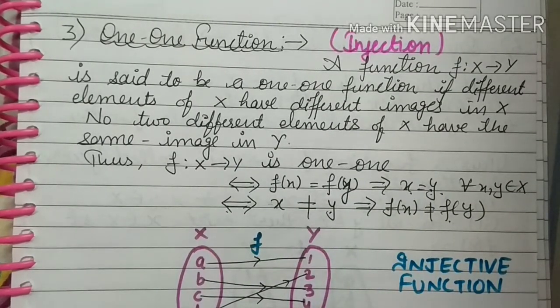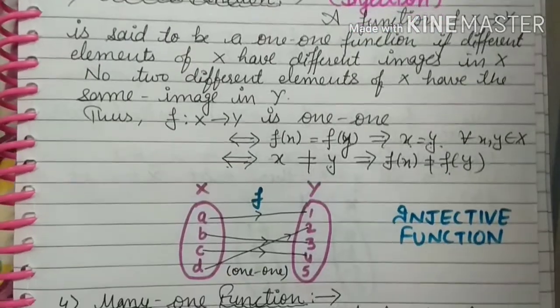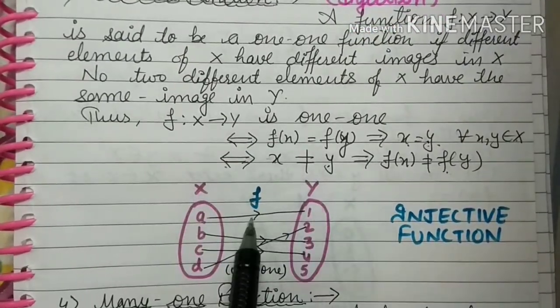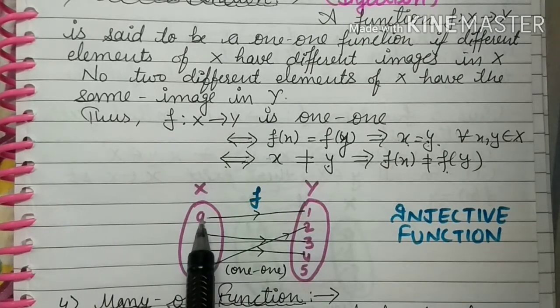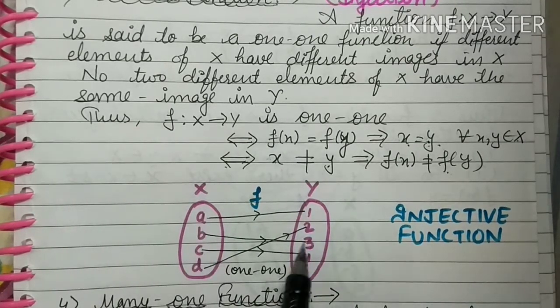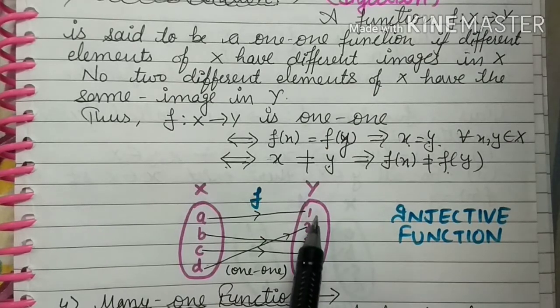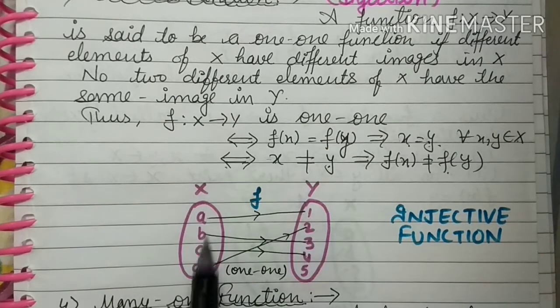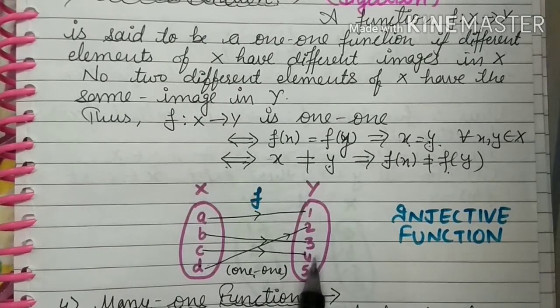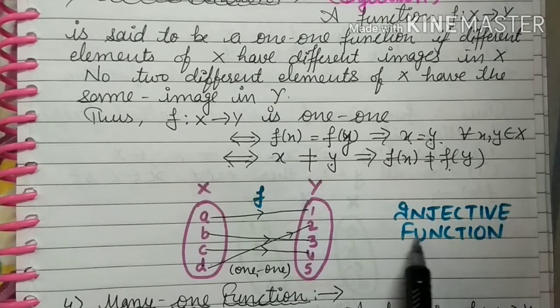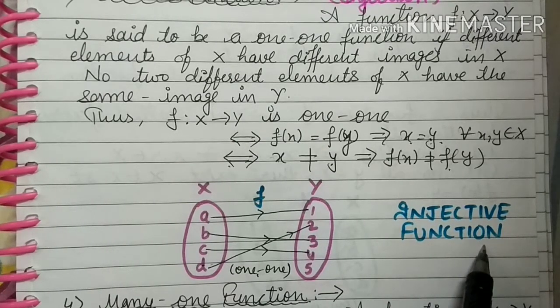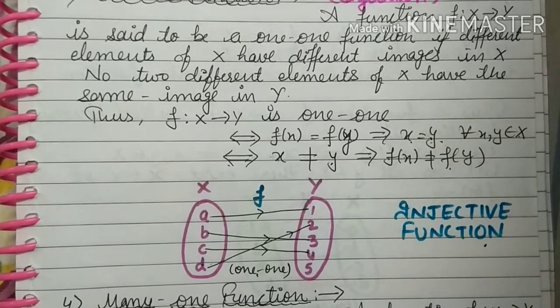As we can see in the arrow diagram, we have the two sets x and y. f is defined from x to y in such a way: image of A is 1, image of B is 3, image of C is 4, image of D is 2. So all the elements of x have different images in y. No two different elements of x have the same image. This function is called one-one function. In other words, we can say that this function is an injective function. We said the onto function as surjection and one-one function as injection.